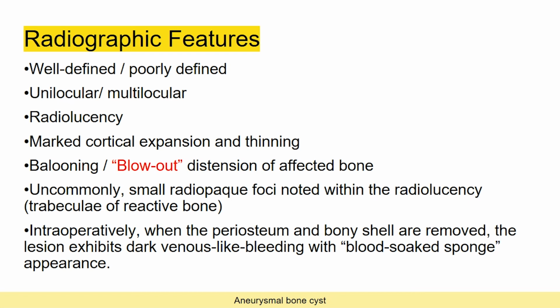Radiographic features show it can be well defined or poorly defined. It can be unilocular or multilocular. It is a radiolucent lesion. There will be a marked cortical expansion and thinning of the cortical bone. There will also be a ballooning or blowout distension of the affected bone. Uncommonly, small radiopaque foci are noted within the radiolucency. Intraoperatively, when the periosteum and bone shell are removed, the lesion exhibits dark venous-like bleeding with a blood-soaked sponge appearance.